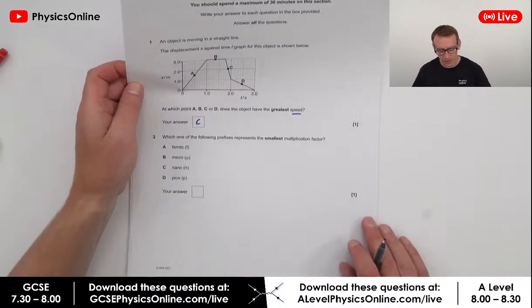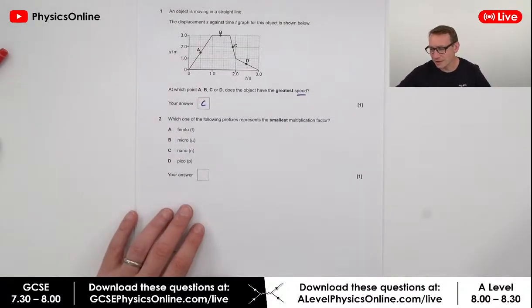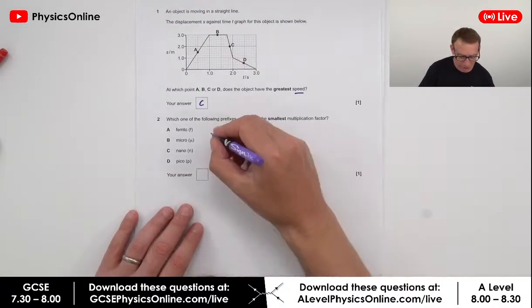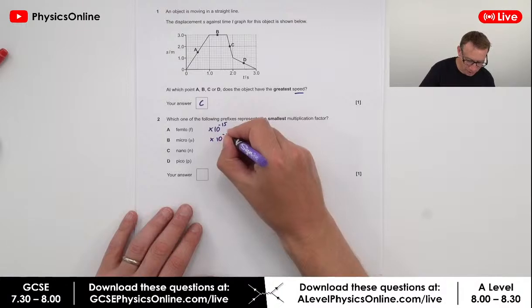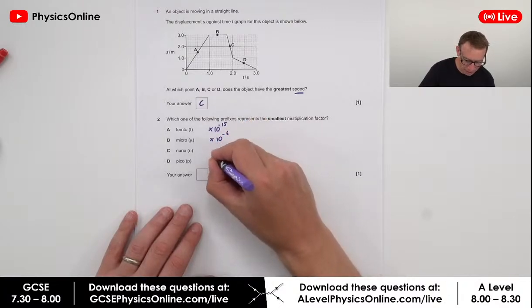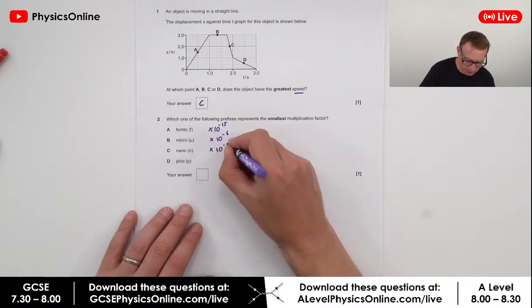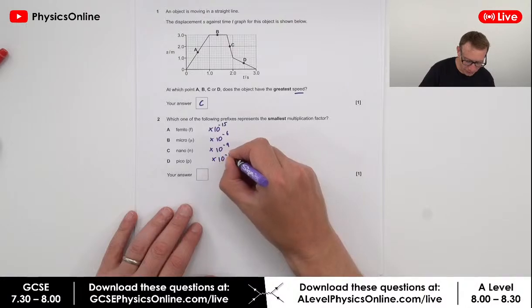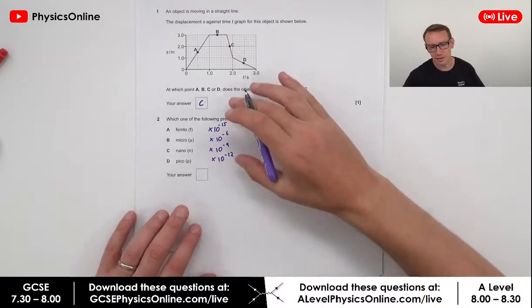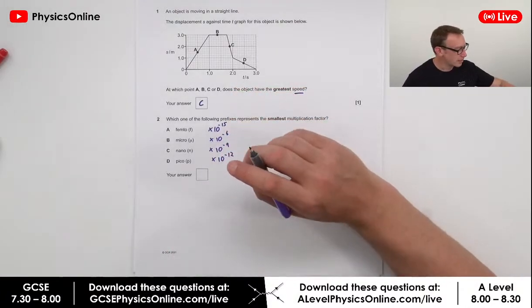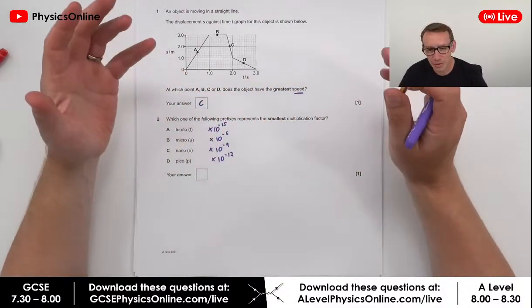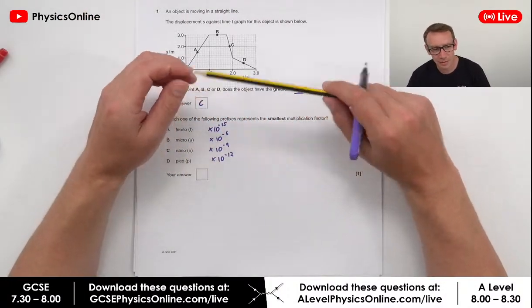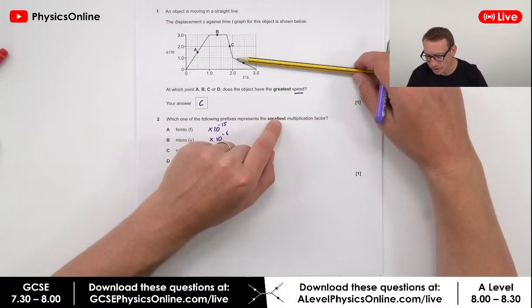Which of these represents the smallest multiplication factor? So for this, all you need to do is think, okay, femto is times 10 to the minus 15, micro is 10 to the minus 6, nano is 10 to the minus 9, and a pico is 10 to the minus 12. It's often useful to write your own notes to the side of it. I think yesterday as well, I found it useful to use pencil, or I probably should have used a pencil at times. So which of these has the smallest multiplication factor?